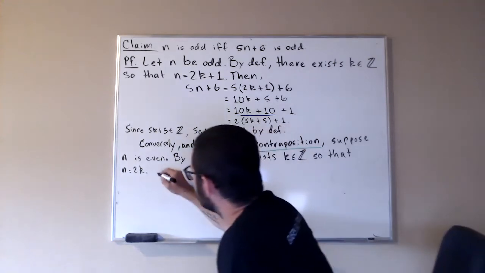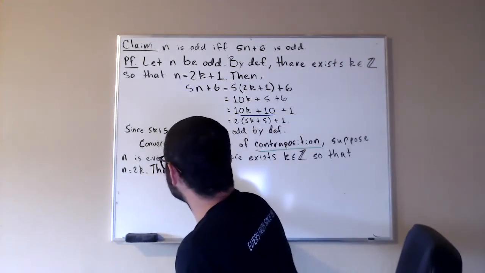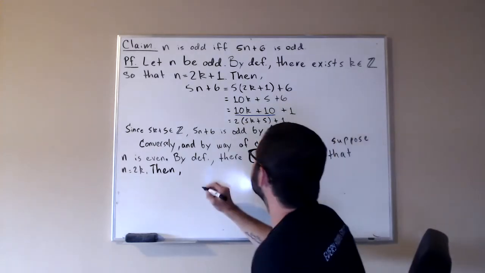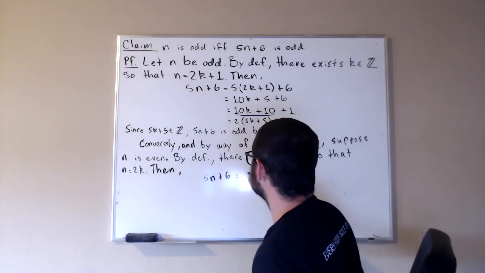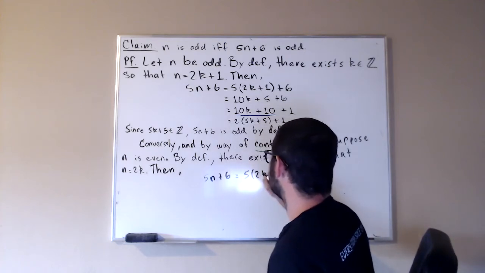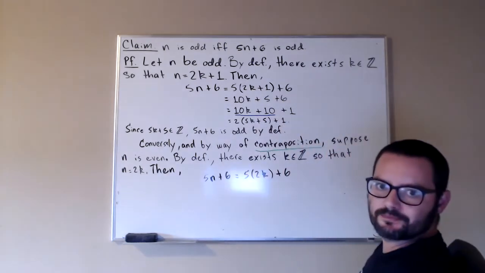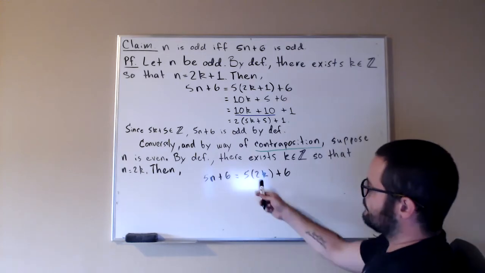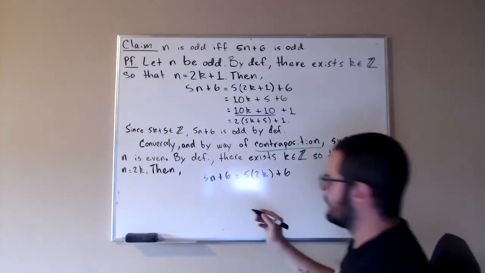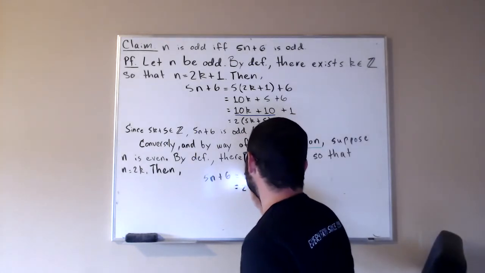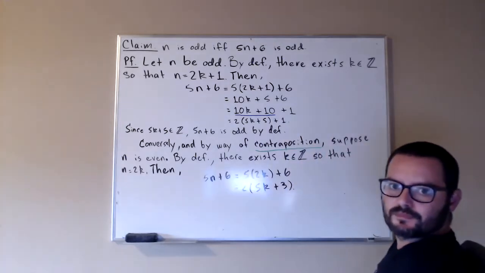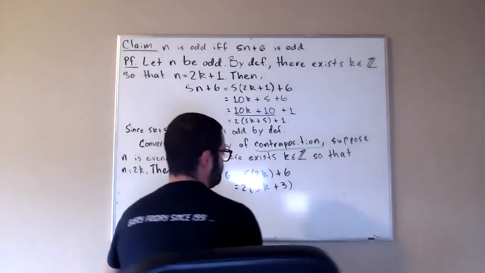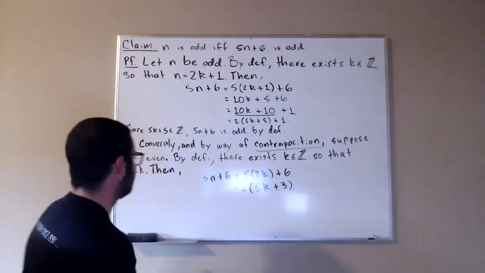So we can say then 5n plus 6 is equal to 5 times 2k plus 6. And we want to show this is even. I see there's a factor of 2 here and a factor of 2 there. Take that out. So this is equal to 2 times 5k plus 3. Okay? So now we just have to state the definition.